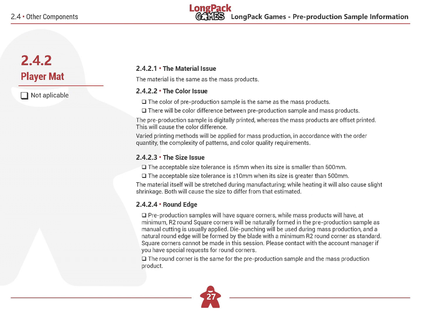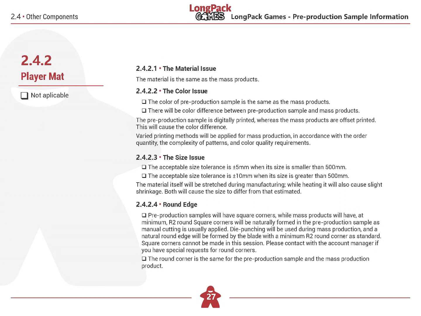The color issue. The color of the pre-production sample is the same as the mass products. There will be color differences between pre-production samples and mass products. The pre-production sample is digitally printed, whereas the mass products are offset printed. This will cause the color difference. Varied printing methods will be applied for mass production, in accordance with the order quantity, the complexity of the patterns, and color quantity requirements.